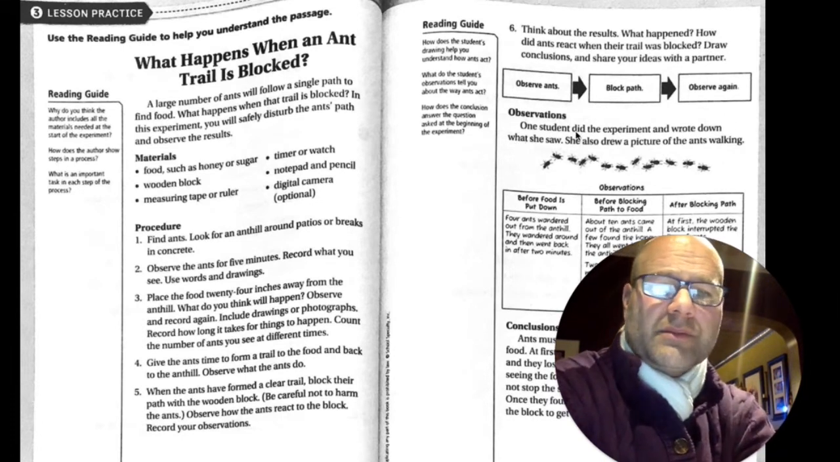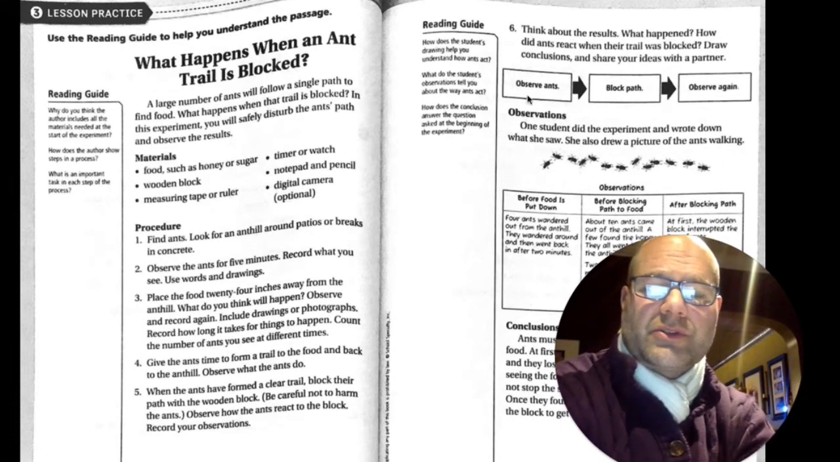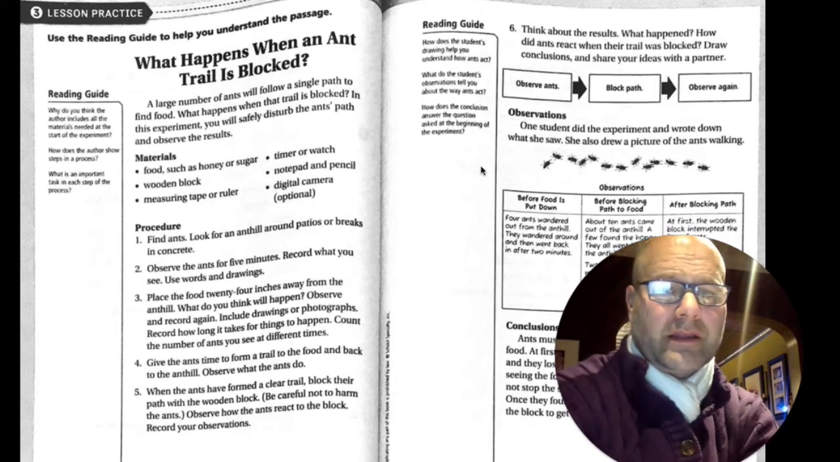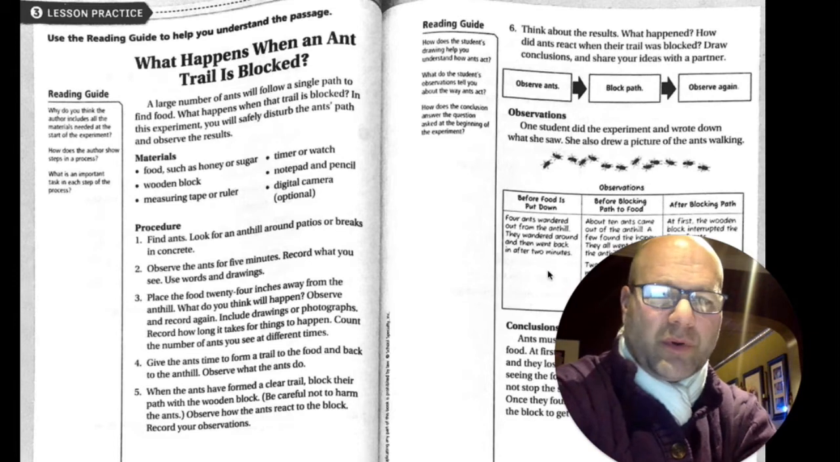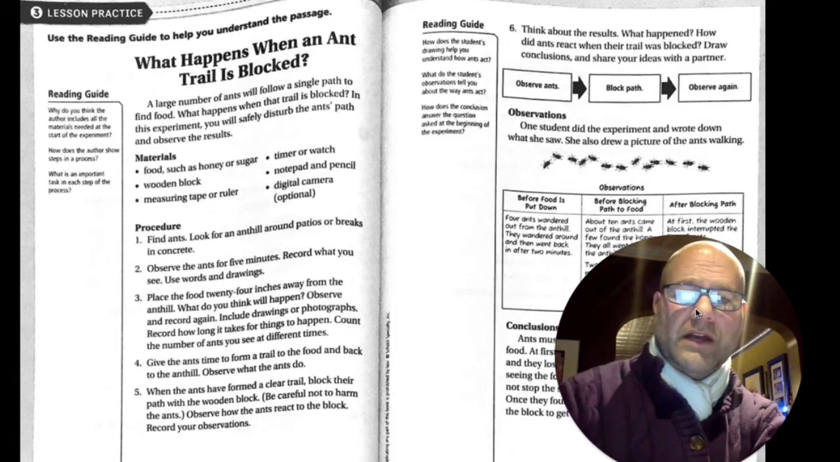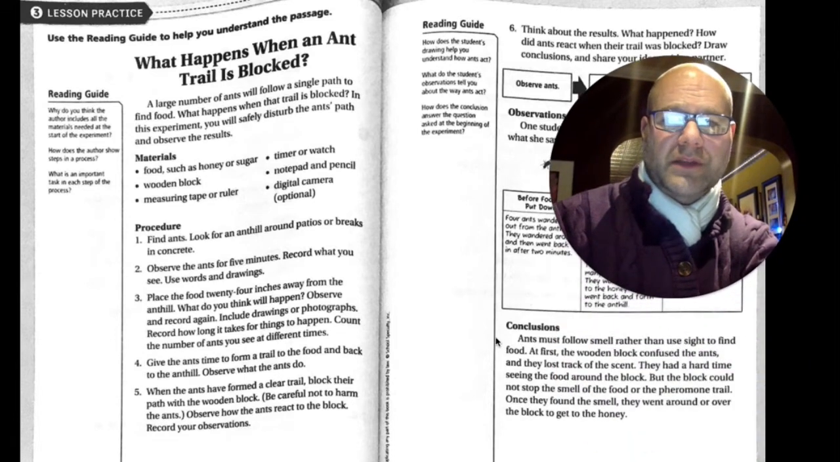And then you have some observations. So a student actually did this experiment, and what did she observe as she did it? And here's a table that includes details of the observations. Finally, over here you've got the conclusion of the experiment.